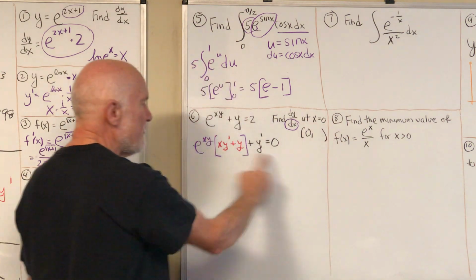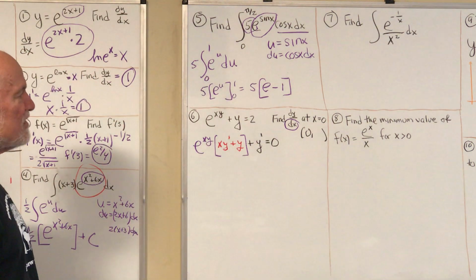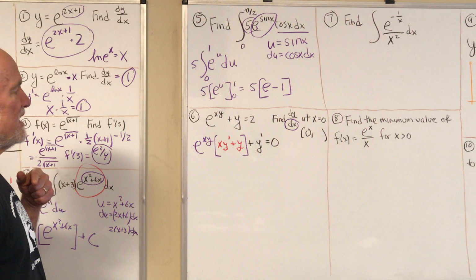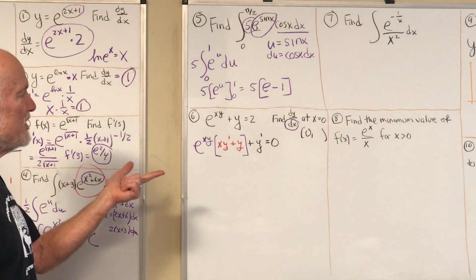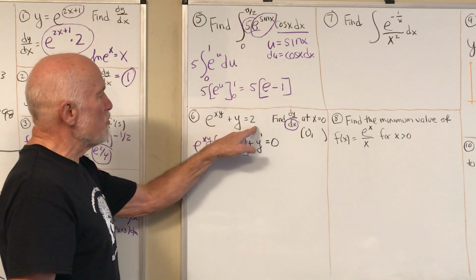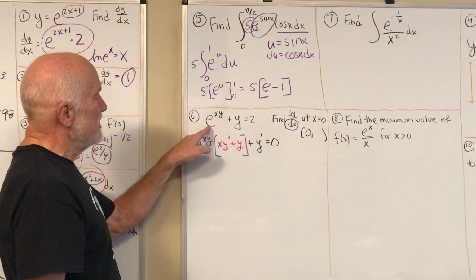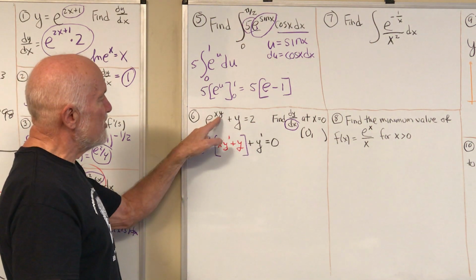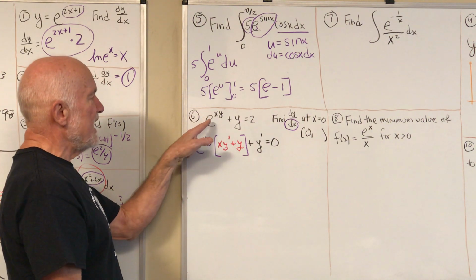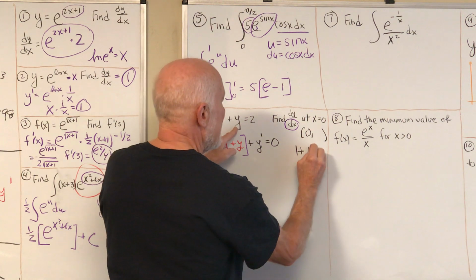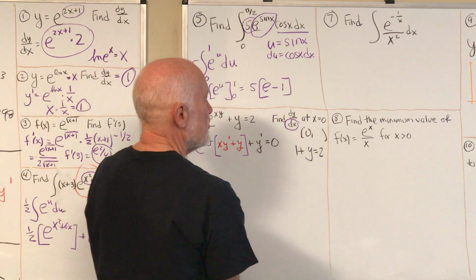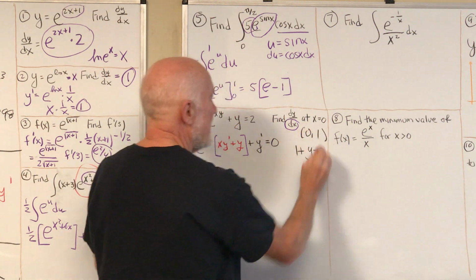So maybe we don't have to solve this for y prime right now. Let's plug in the values. The trouble is they didn't give us the y value. But if we go back to our original relationship here, if I plug 0 in for x, I get e to the 0 plus y equals 2. So y must equal 1.